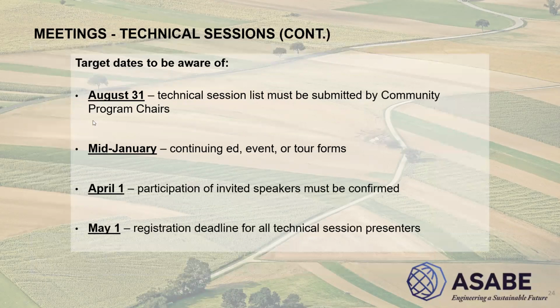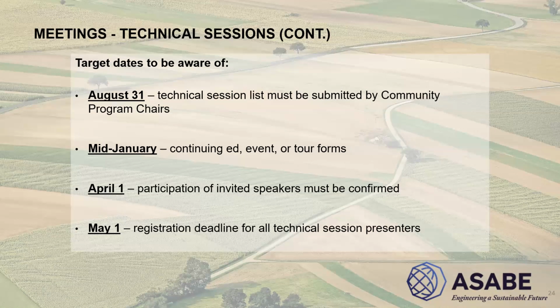So just some target dates again, 31st for your technical session list. Mid-January is when any continuing education offerings need to be listed or sent into Jessica, as well as any special events you might want to have. That might include a joint PRS session where you want the whole gathering of the community together. I know some communities have requested time for just a social event for their community members. Something like that would need to be in by mid-January, as well as any special tours.